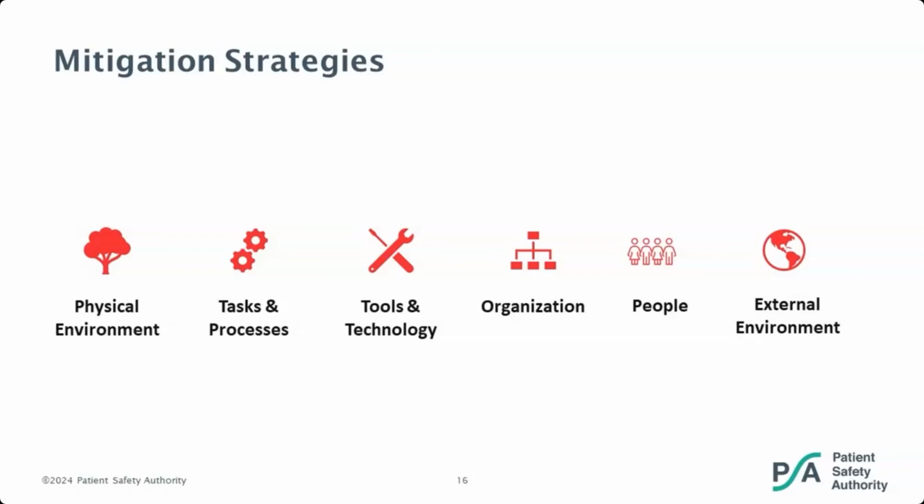So within this conversation around these 6 system elements and potential mitigation strategies, we found 3 main categories of mitigation strategies. And this was really looking at risk assessments, simulation trainings, and then debriefing and documentation.